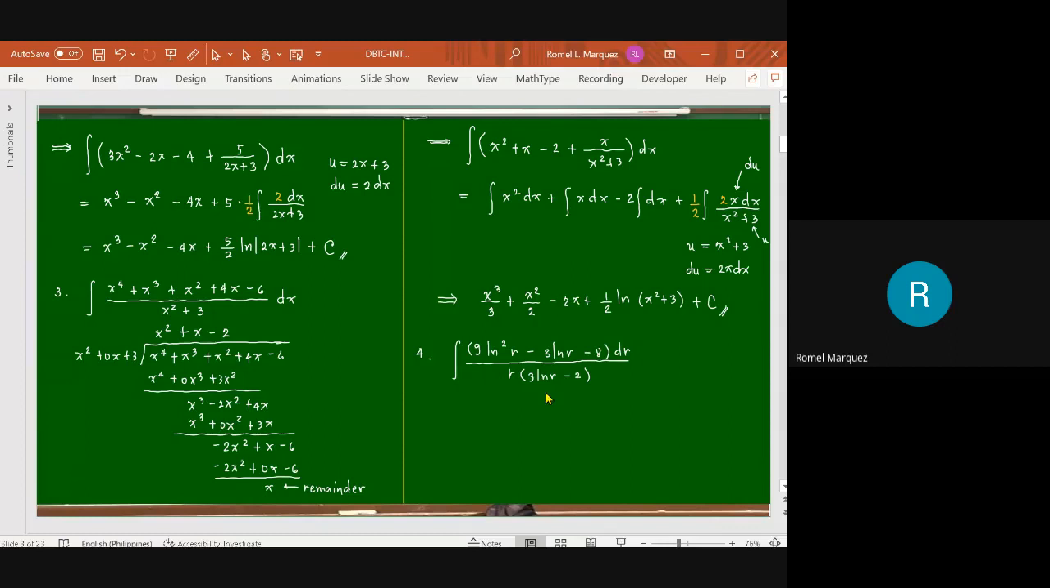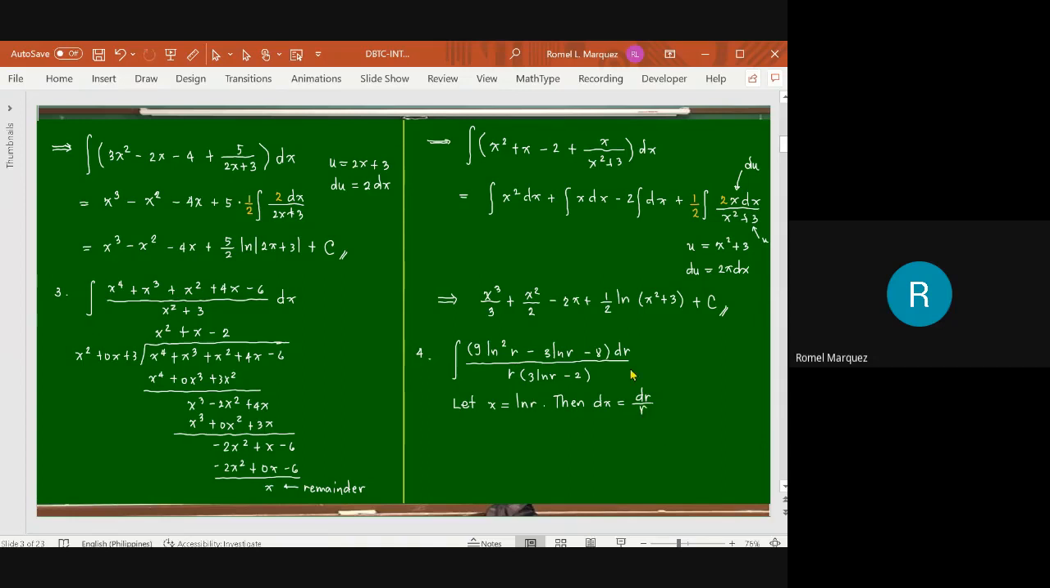For you to see clearly that it is an improper rational function, let us use simple substitution. Let x be equal to ln r. Okay, guys? Then what is the differential of x, guys? 1 over r times dr. Okay?